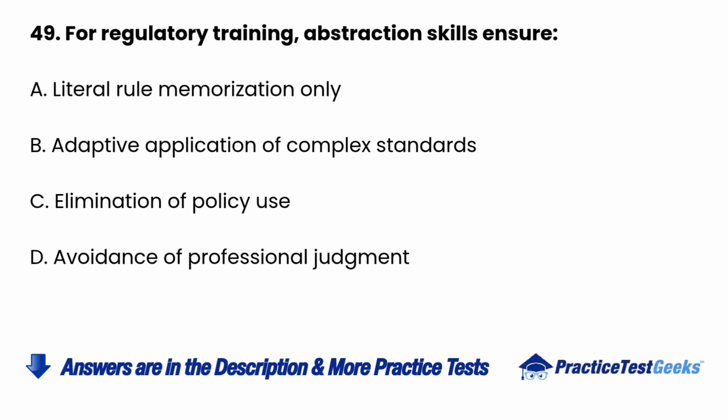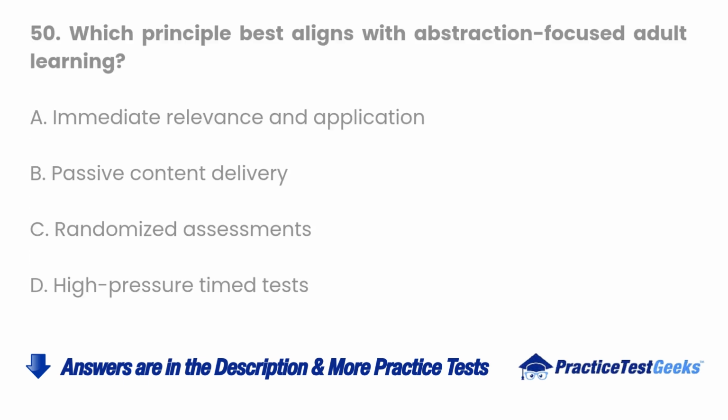49. For regulatory training, abstraction skills ensure A. Literal rule memorization only. B. Adaptive application of complex standards. C. Elimination of policy use. D. Avoidance of professional judgment.